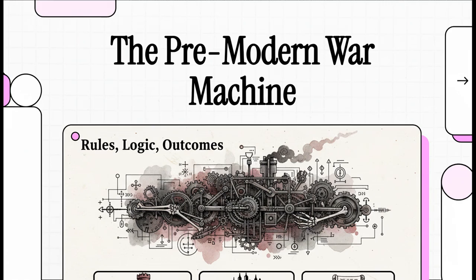When we think about warfare from the past, our minds usually jump to chaos, right? Just pure, bloody chaos. But what if it wasn't chaos at all? What if, underneath all the noise and fury, war was actually a system? A brutal machine, for sure, but a machine with rules, with logic, and with outcomes you could actually predict.